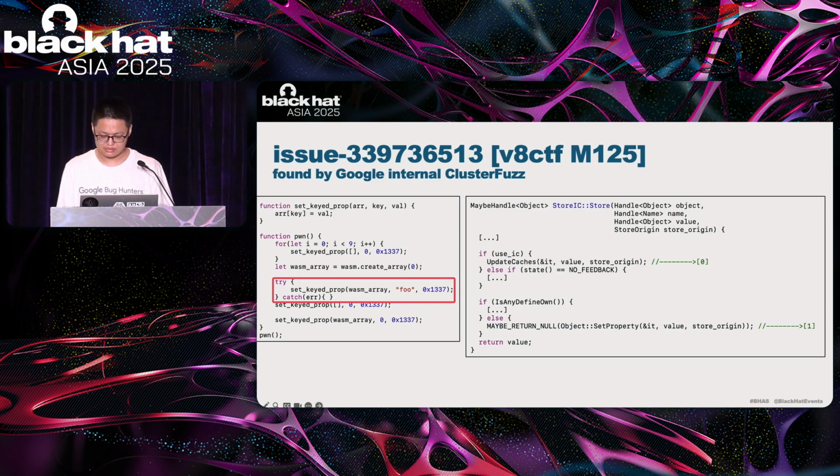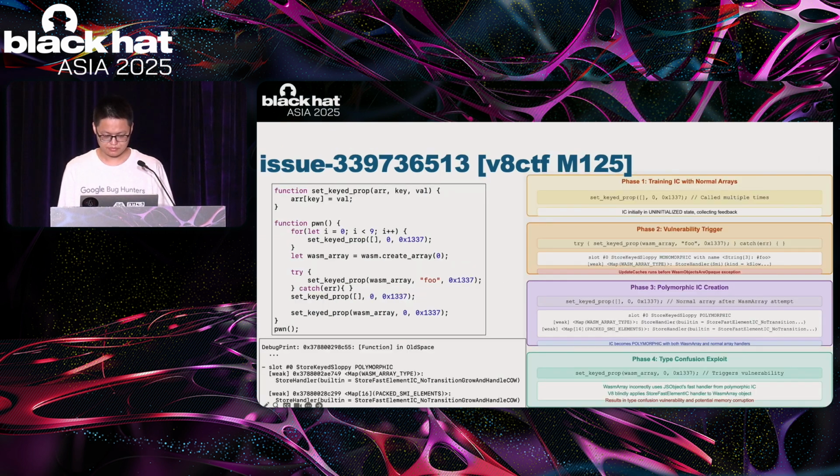WebAssembly objects are designed to be opaque, and setting properties on them should trigger errors. The problem arises because UpdateCache is called before Object::SetProperty. This means that even if a property assignment operation fails, store IC already records the WebAssembly object's map.